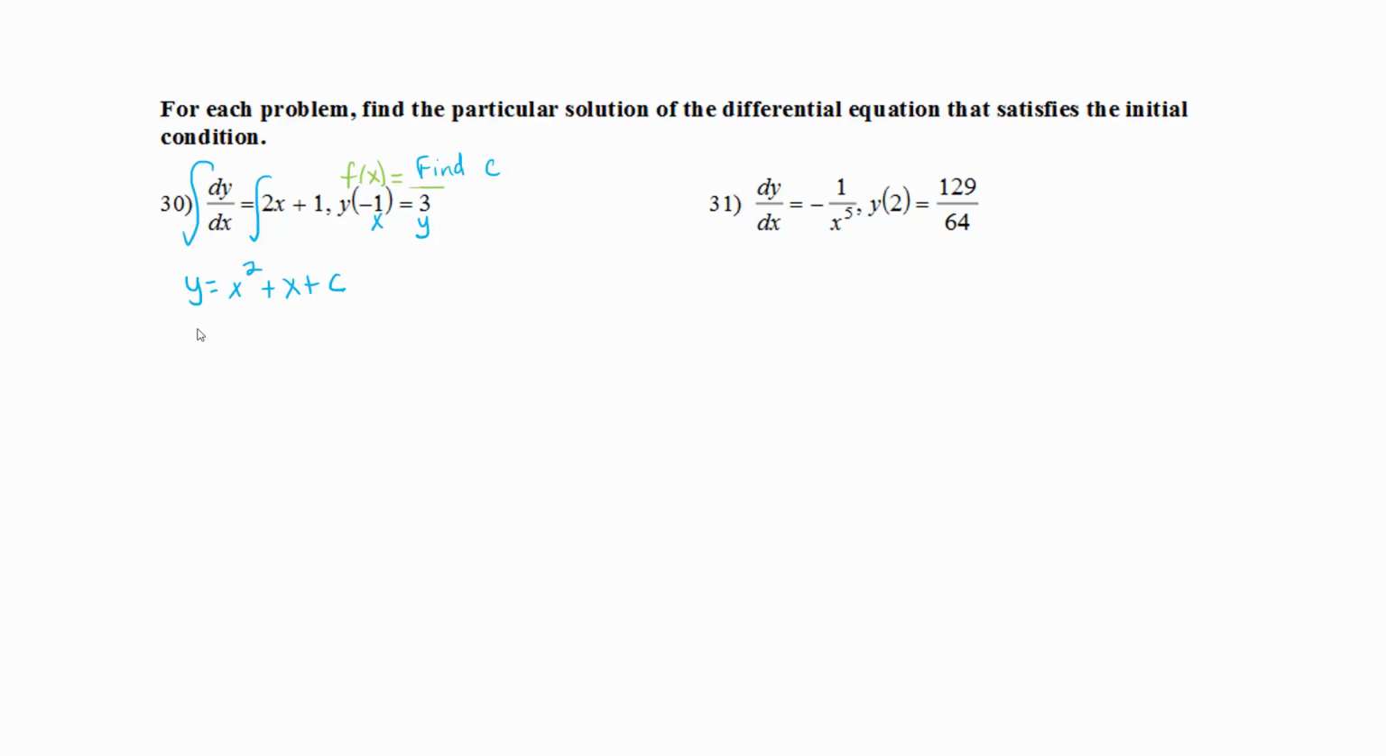So we want to put 3 equals -1 squared plus -1 plus c. Then we want to solve this. So this will be a +1. +1 minus 1 cancels. So c is 3, which means our function is y equals x squared plus x plus 3.